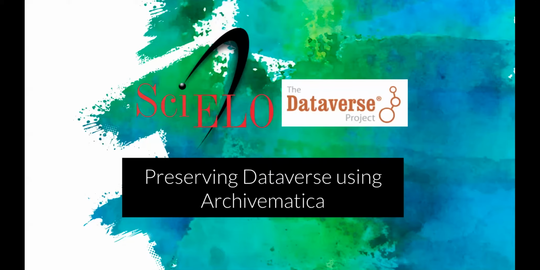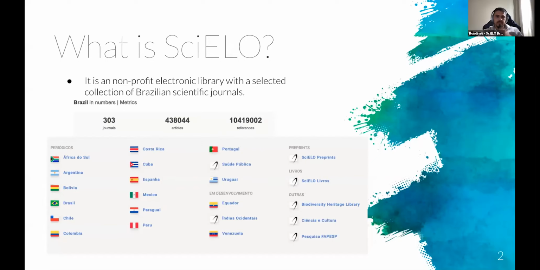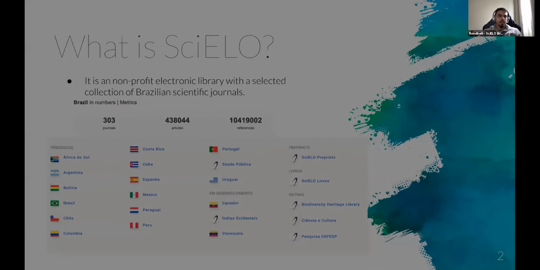Hi, thank you for inviting me to this event. As Sonia said, my name is Rondinelli, and my presentation will be about preserving Dataverse using Archivematica. I am the coordinator of infrastructure and digital preservation at the SciELO Brazil project. SciELO is a non-profit electronic library with a collection of Brazilian scientific journals. The SciELO network has 17 independent collections in Latin America, South Africa, Portugal, and Spain.